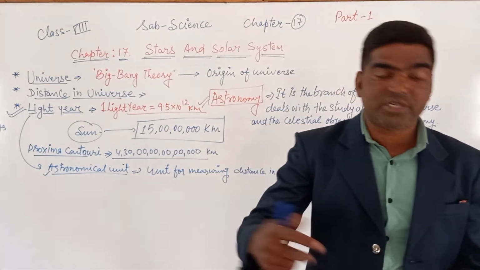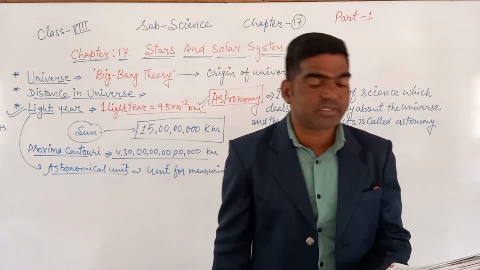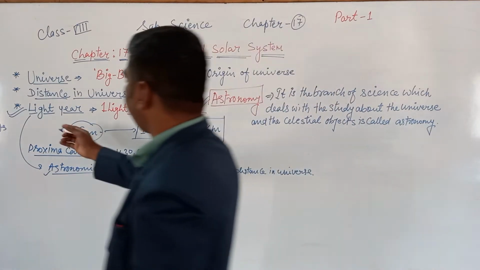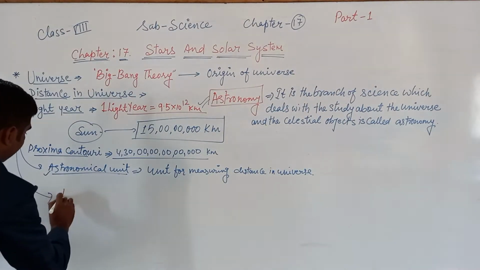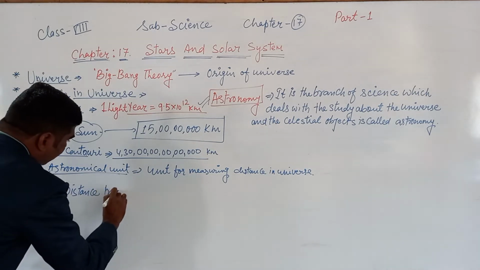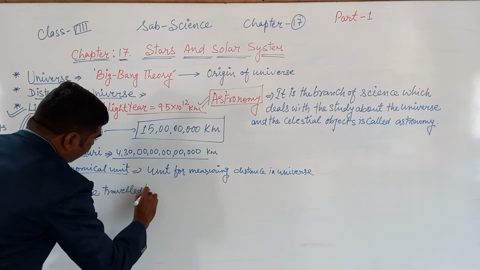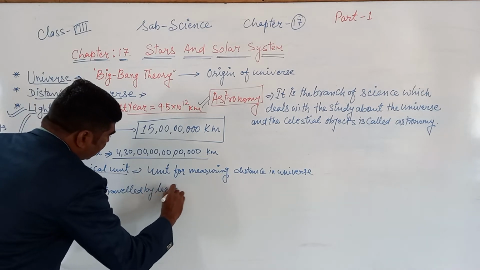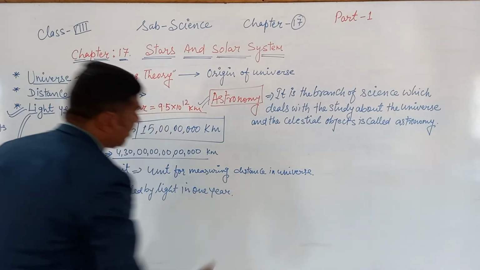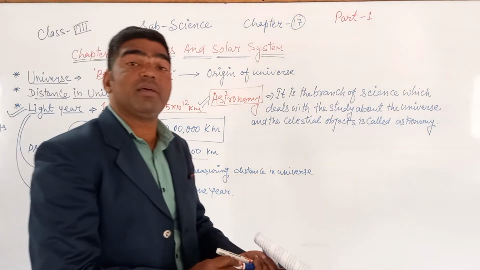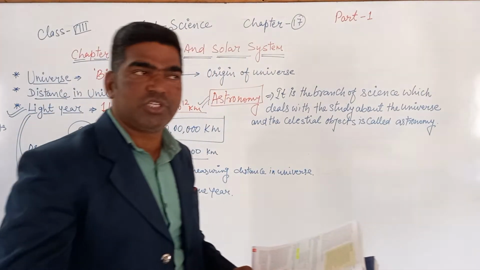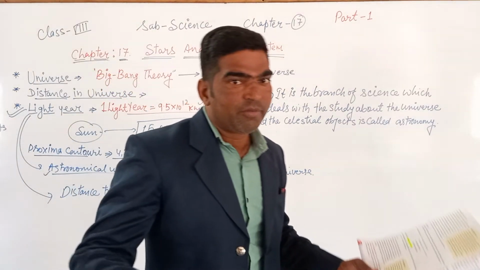So light year means what? A light year is defined as the distance traveled by light in 1 year. How can we define this light year? This light year can be defined as the distance traveled by light in 1 year. Okay, means how much is the distance traveled by light in 1 year, that is called a light year. And this is the unit which is used to measure distance in the universe.